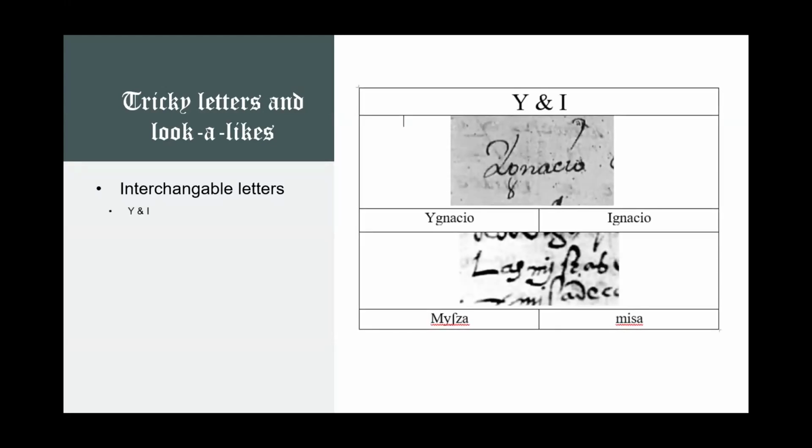So the first one we have is I and Y. For example, we have here an example. The first one is Ignacio. And we find that Ignacio is written with a Y instead of the modern spelling, which is on the right, with an I. Now, this is very common, especially in the 1500s and the 1600s. For example, the most famous Spanish monarchs, Queen Isabella and Ferdinand, their monogram is actually Y and F instead of I and F, because she would have spelled her name with a Y.